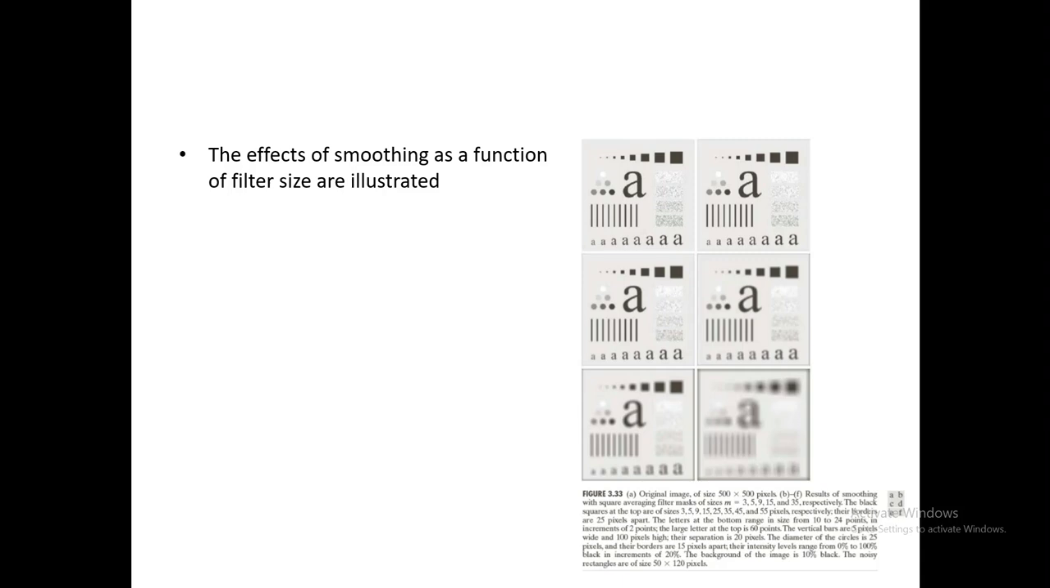We can see here the original is smoothed with 3 by 3, the second with 5 by 5, and the third with 9 by 9. As the size of the filter kernel increases, the image looks more blurred, so the blurring effect increases with the increase in the size of the filter.